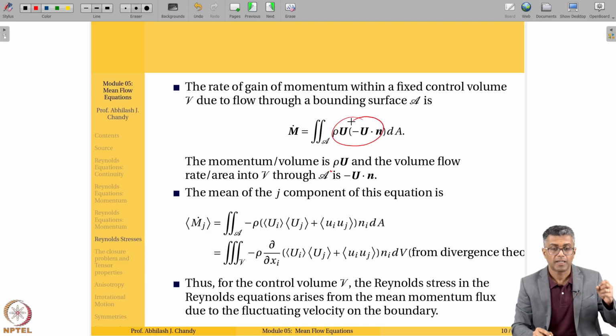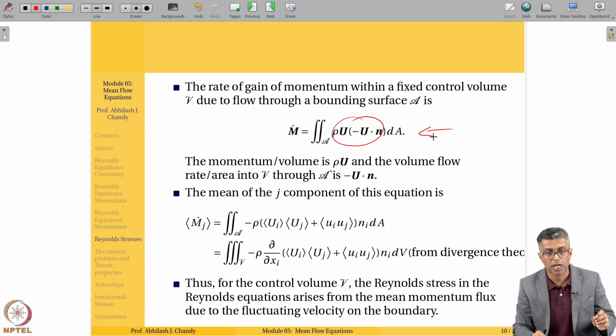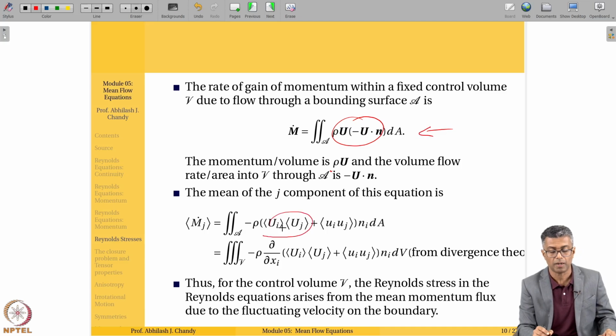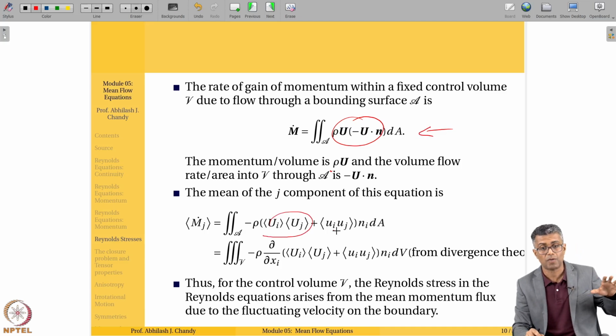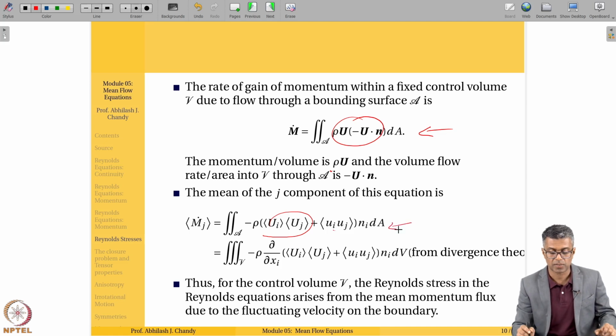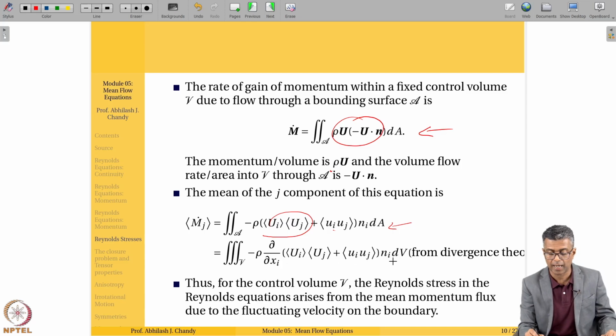So if I take the mean of this equation and take only the j component, what I end up having is ui uj mean plus these Reynolds stresses, in the same way as I had derived earlier. Now I wrote it as an area integral. I can write it as a volume integral by using the divergence theorem. So then I end up having del xi of ui uj and ui uj ni dV.